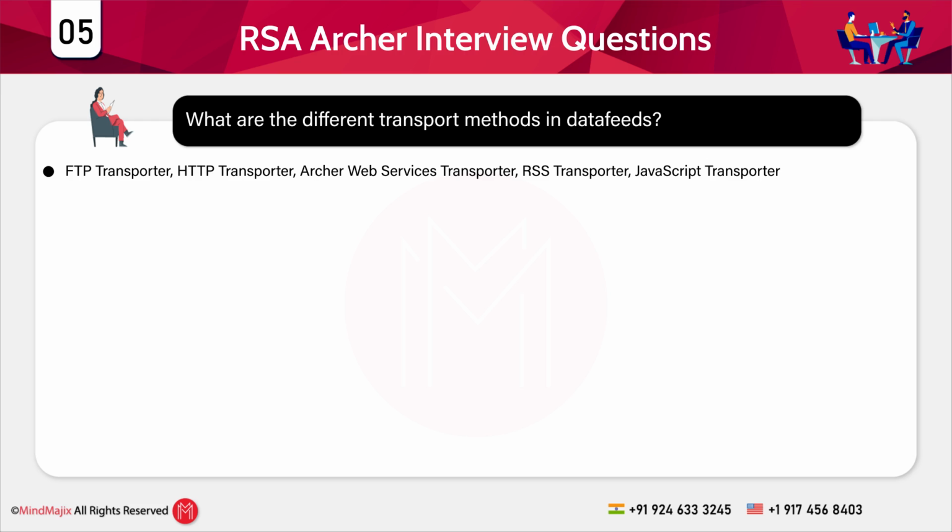So we have the FTP transporter data feed, that is the file transporter. HTTP transporter, Archer Web Services transporter, which is the most commonly used one. It is used from Archer to Archer. Then we have the RSS transporter and we have the JavaScript transporter. So if we have to do anything dynamic, or if there's any data coming from external sources and we have to put it in Archer, we usually go for the RSS or JavaScript transporter data feed.